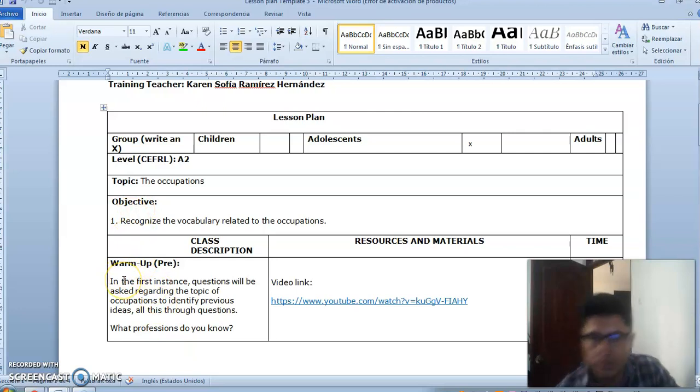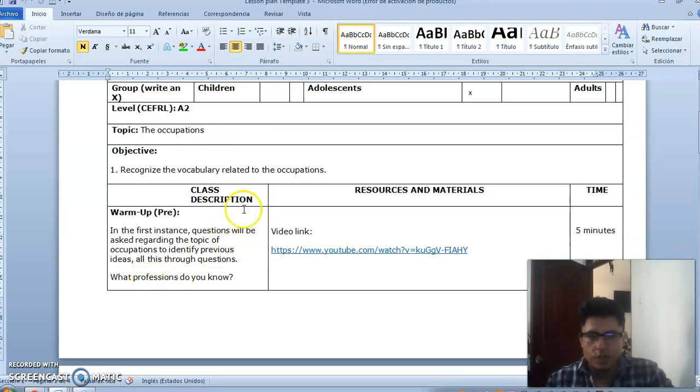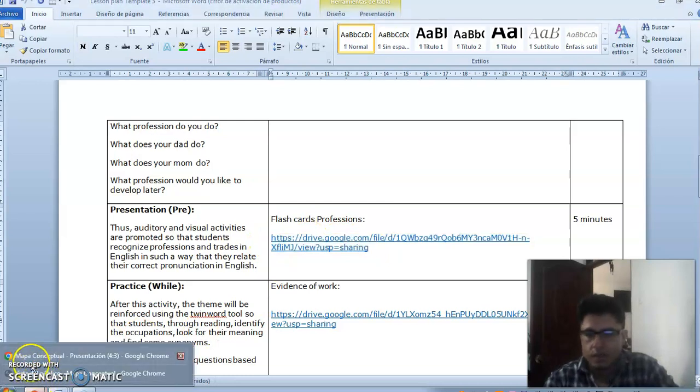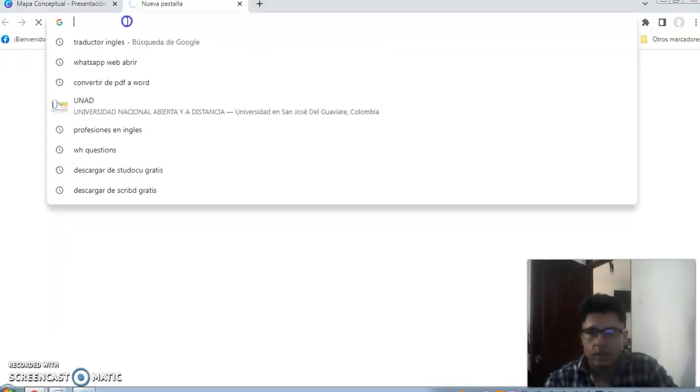The occupations. Objective: recognize the vocabulary related to occupations. In the first part, there is a link to recognize the occupations, with presentations, and auditory and visual activities that promote students recognizing professions and traits in English in such a way that they relate to the correct pronunciation in English. There are more flashcards to work in this activity.